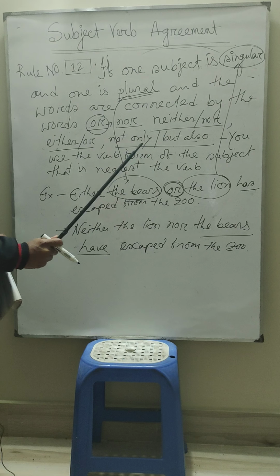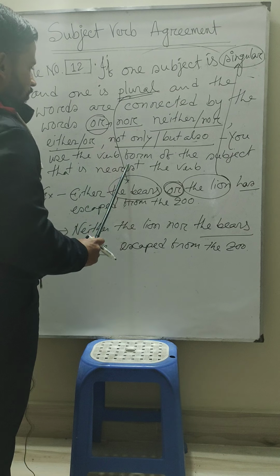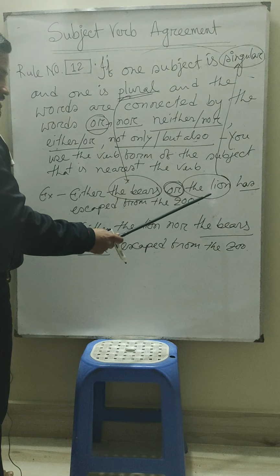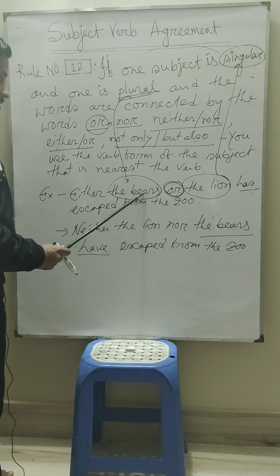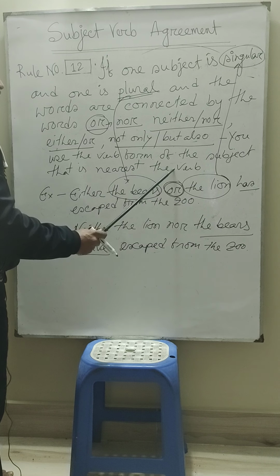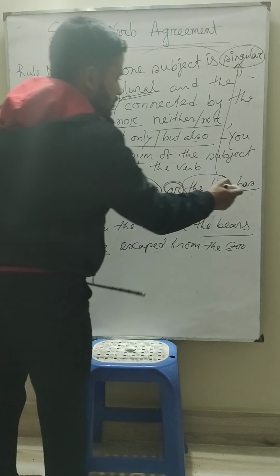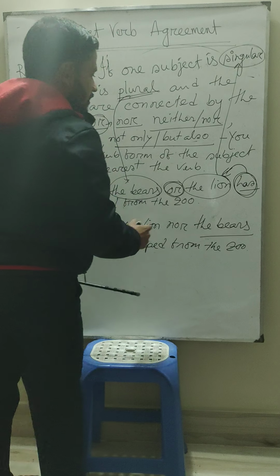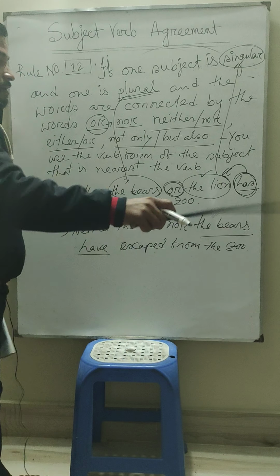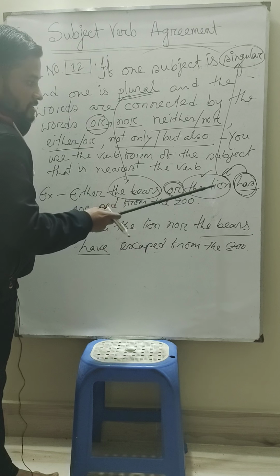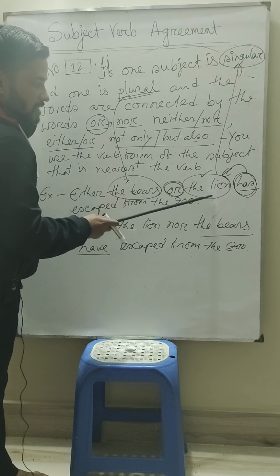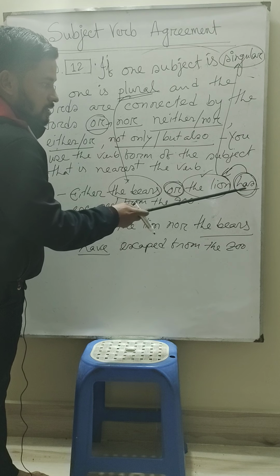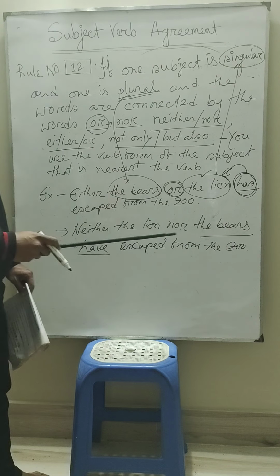You, that means you students, use the verb form of the subject. Which subject should you follow? The lion or the bears? That is the nearest subject. Here you use has. Why? The nearest subject to the verb is the lion. So the lion is third person singular number, so you can use the singular verb.